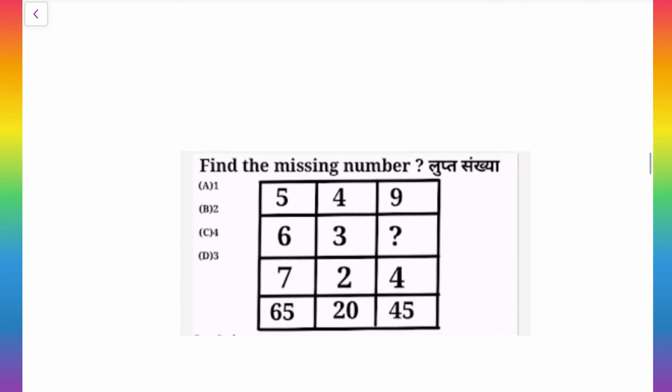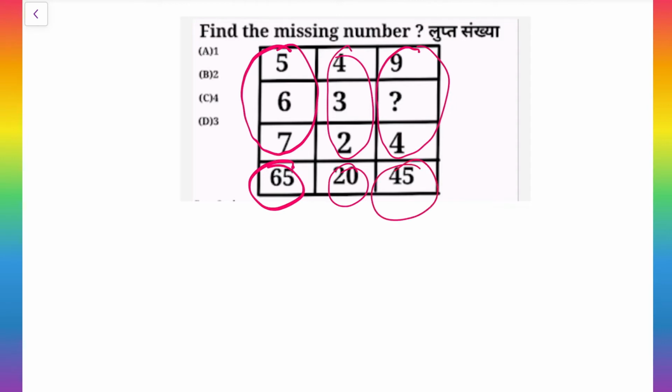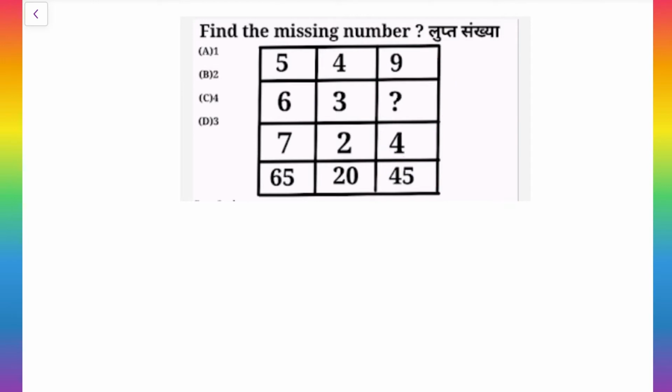Okay, let's check the next question then. Here we have question: 5, 4, 9; 6, 3, some missing number; 7, 2, 4; 65, 20, 45. Here also same as the previous question. These three numbers are smaller than the last number. So here also compulsorily it should be like that only, these three should be smaller than the last one. Now for the first three numbers we need to do something so that I will get the last number.